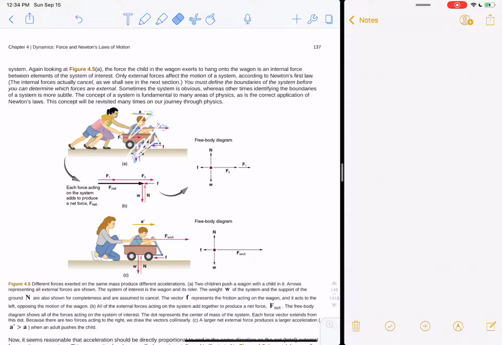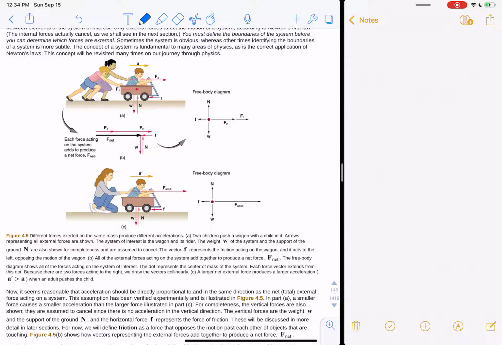This is an example of trying to describe the motion of an object. If we can figure out the net force, the resultant vector of all these forces added together, the sum of all those forces will give us our acceleration. So we draw what's called a free body diagram to simplify all this into something a little easier to understand.